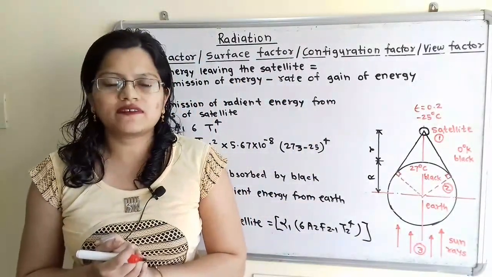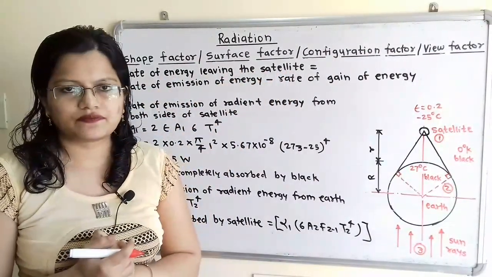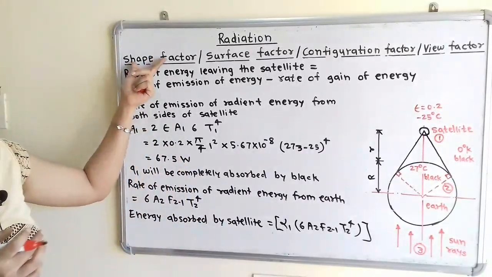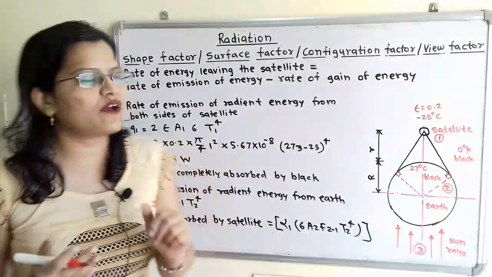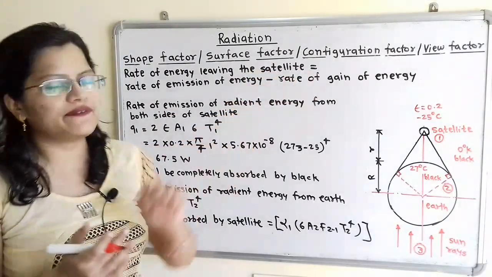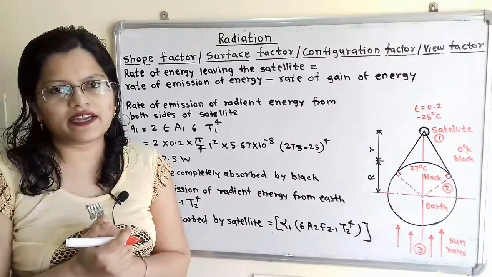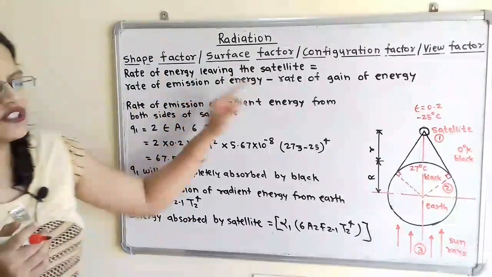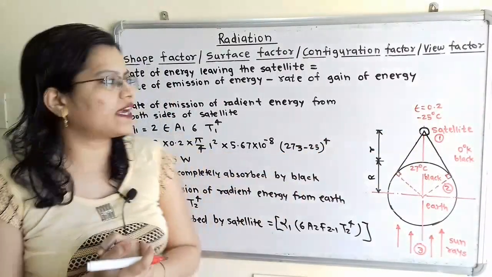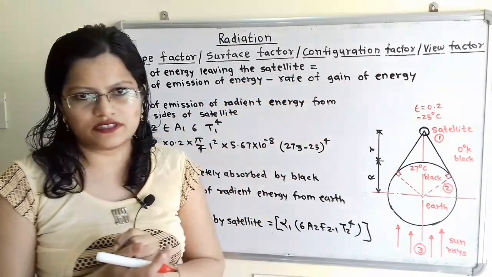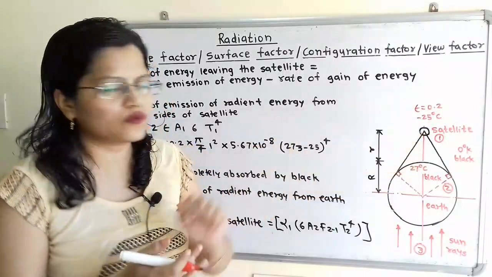Now what is the question? The question is that we have to calculate rate of energy leaving the satellite. By using the term shape factor, also known as surface factor or configuration factor or view factor, we have to find out the rate of energy leaving the satellite. How can we define this? It is equal to rate of emission of radiant energy from the satellite minus rate of gain of energy. That is, we also have to find out the rate of gain of energy to the satellite.